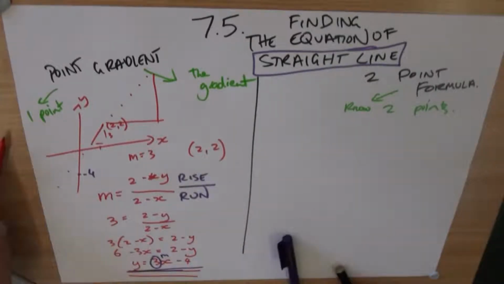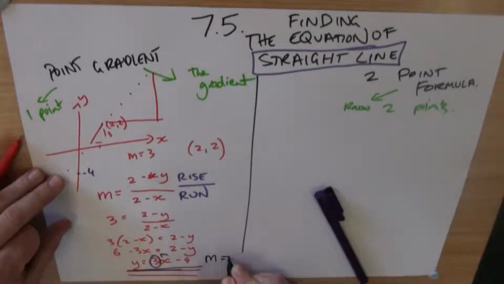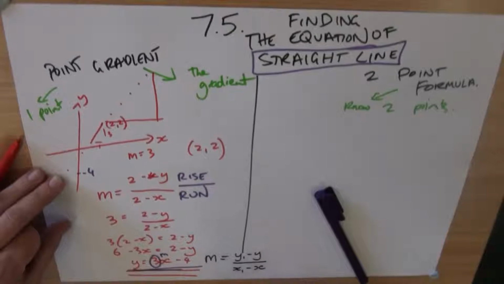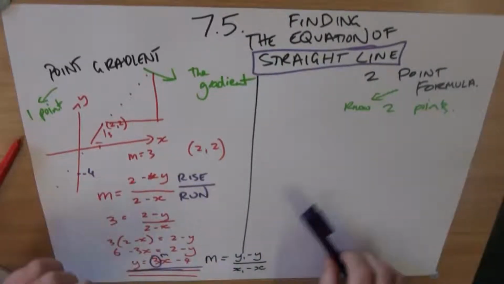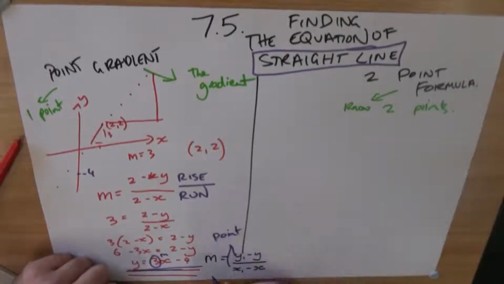So the gradient formula is really simple. It's m equals y1 minus y over x1 minus x, because that gives you the rise, that gives you the run, and that is your gradient. And you just plug in your point, and you plug in your gradient, and then you rearrange it the way you want it.